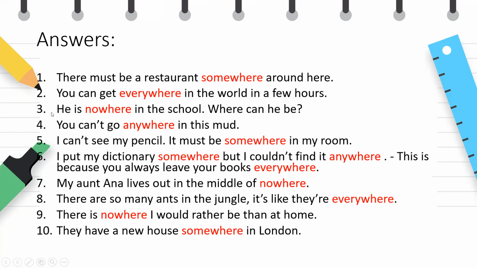Number 3, he is nowhere in the school. Where can he be? Number 4, you can't go anywhere in this month. Number 5, I can't see my pencil. It must be somewhere in my room. Number 6, I put my dictionary somewhere, but I couldn't find it anywhere. This is because you always leave your books everywhere.